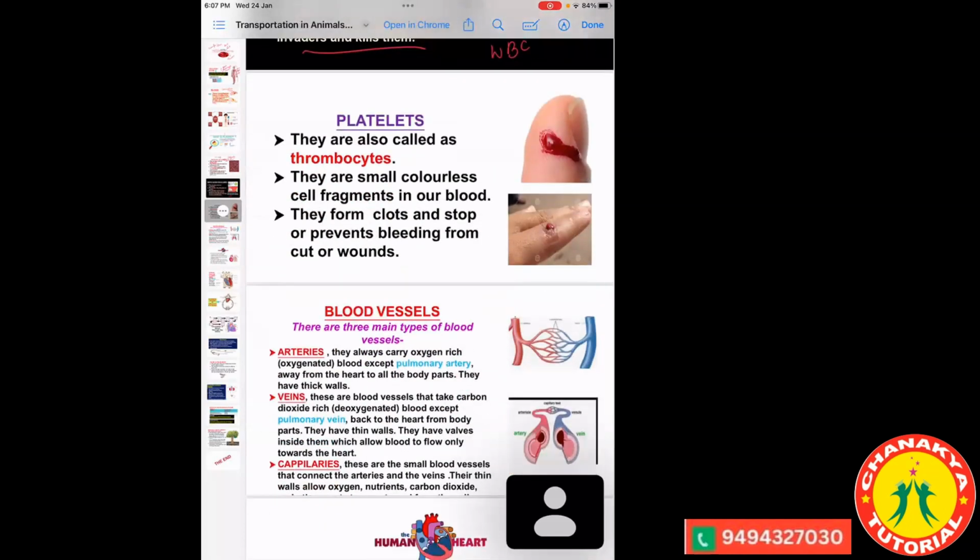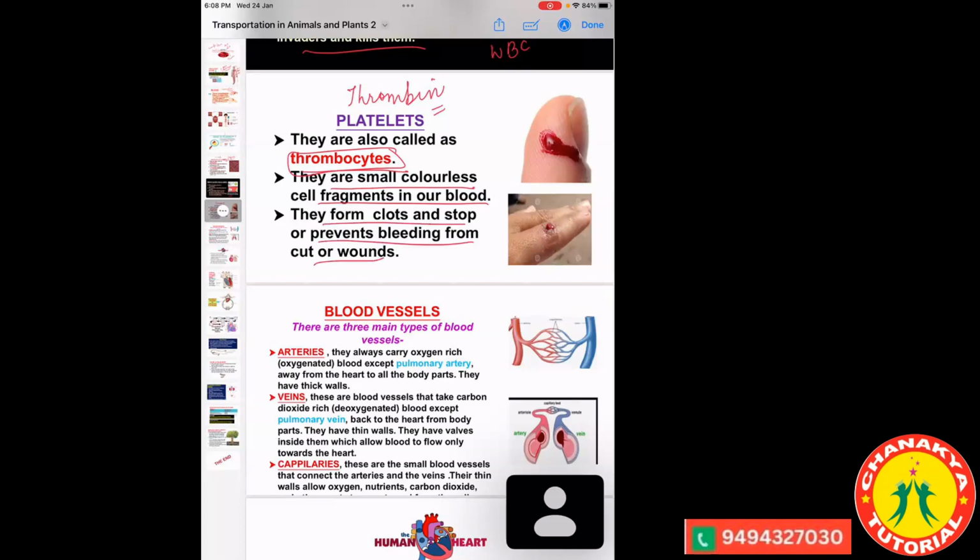The third category is the platelets. Platelets are basically called thrombocytes. Thrombocytes is a word derived from thrombin, and cyte means cell. So that is the reason they are called thrombocytes. They are small, colorless cell fragments in our blood. They form clots and stop or prevent bleeding from cuts or wounds.